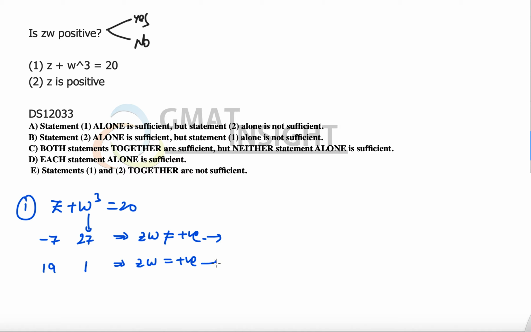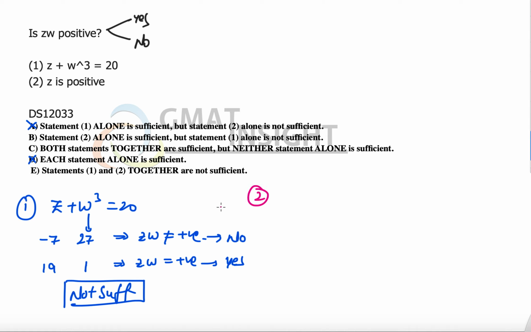Since we have inconsistent answers, which is sometimes no and sometimes yes, we say that the first statement is not sufficient to answer the question. That eliminates two choices, A and D. We are left with three choices now, which are B, C and E.